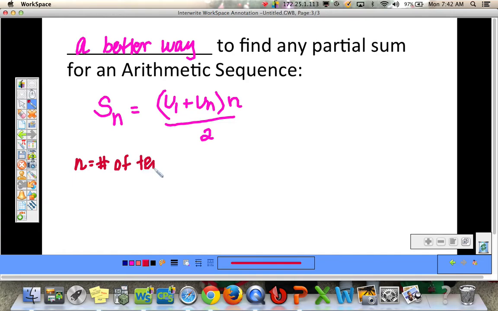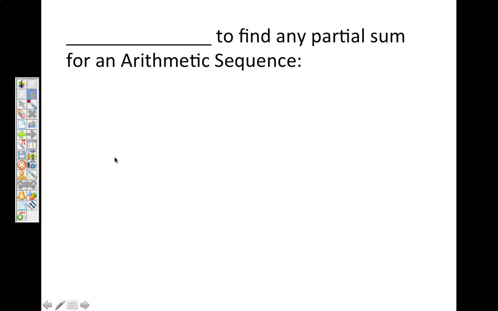So again, think back to Gauss's formula. He did 1 plus 100, first term plus last term, times 100 because there were 100 terms, but then he had to divide by 2 because he wrote it out twice. So here n is the number of terms that you want. U sub 1 is the first term, like it was in chapter 1. U sub n is the last term. And again, n is the number of terms. So this is what we're going to practice today, using this formula to find the sum of any arithmetic sequence.